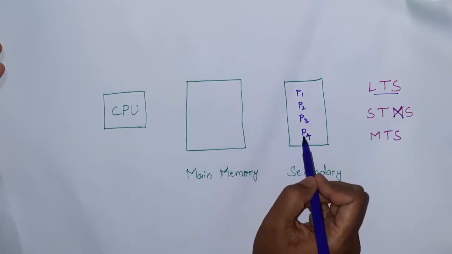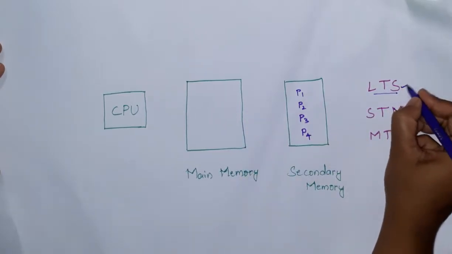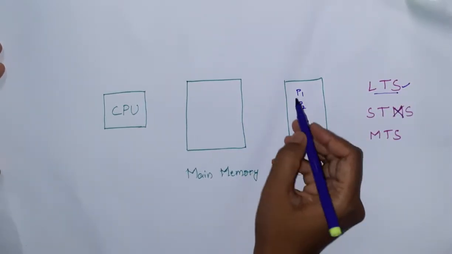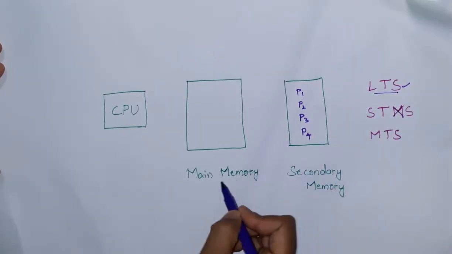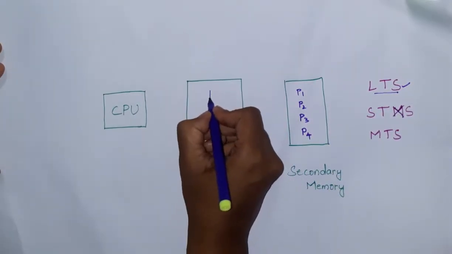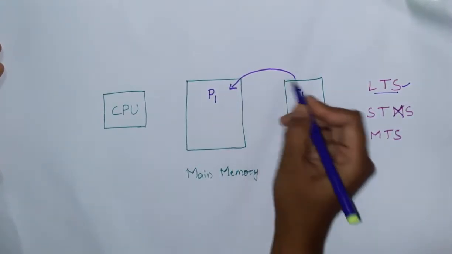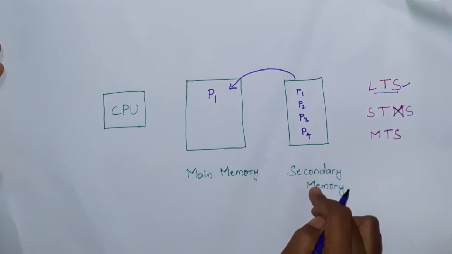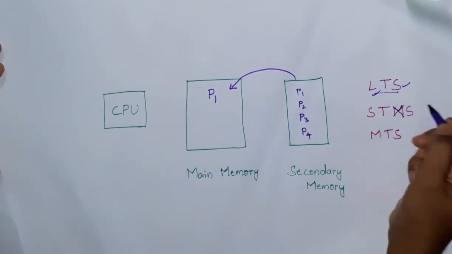Who will help these processes to load into main memory? LTS. The work of LTS is to shift these processes from secondary memory to main memory. So the work of LTS is to shift processes from secondary memory to the main memory. Okay, this is the work of LTS.